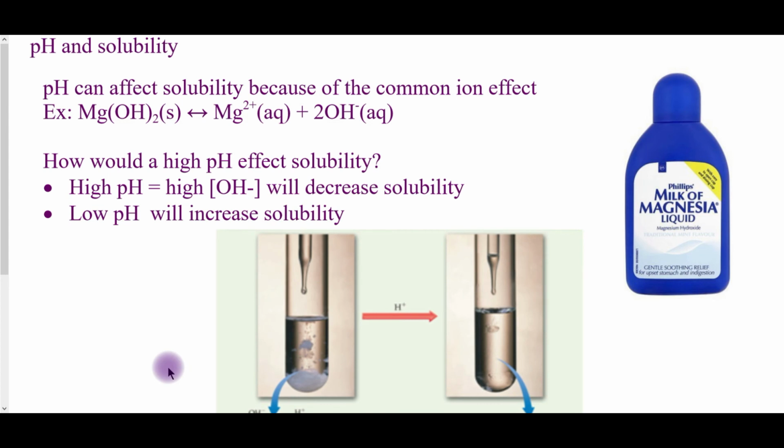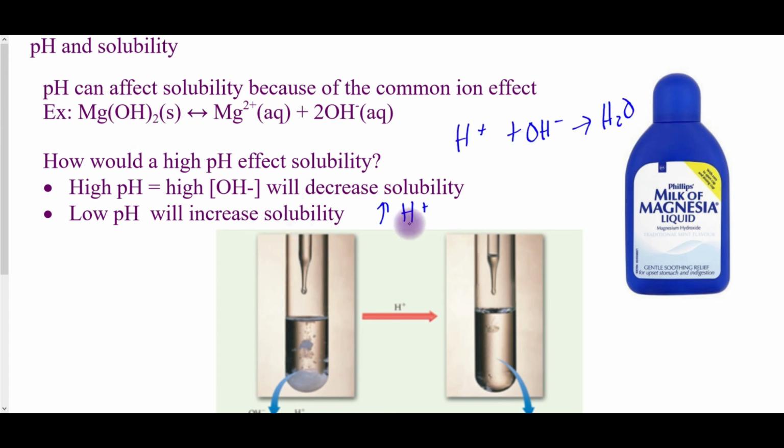pH can also affect the solubility because of the common ion effect. In this instance of magnesium hydroxide, a high pH means there are additional hydroxide ions that will shift the equilibrium to the left, having more product that will decrease the solubility.